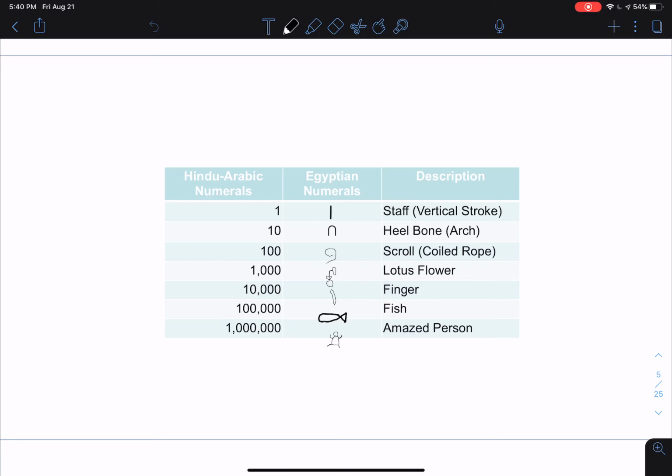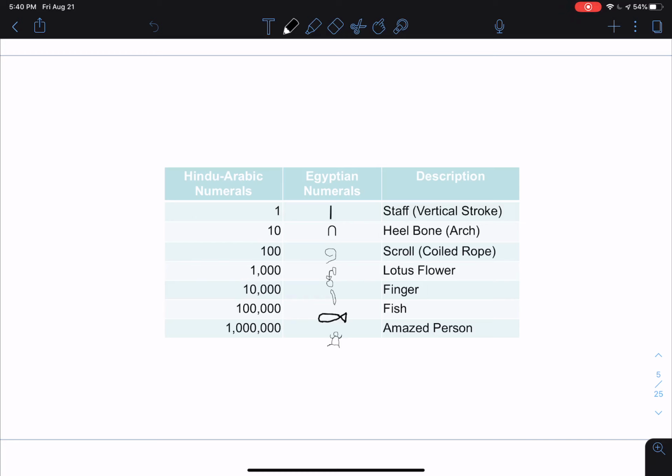And that's like holding up 1 finger. So that's kind of interesting. Then remember this, they did powers of 10. So for 10, they used a heel bone, or an arch shape. And then for 100, they did a picture of a coiled rope or a scroll. Back then, there were scrolls of paper that rolled up on the end that had that coiled rope kind of shape. For 1,000, they used a picture of a lotus flower.